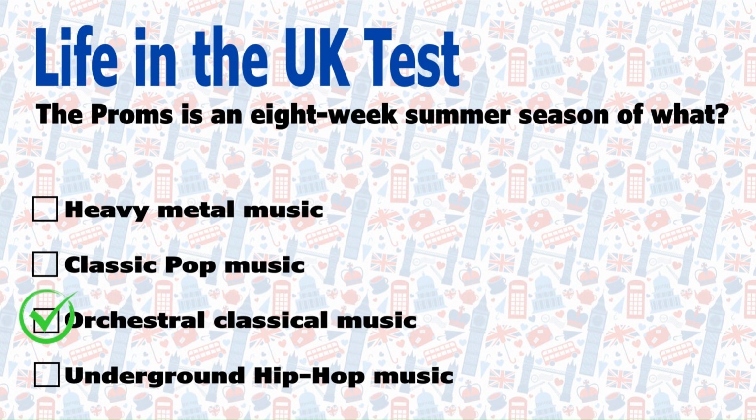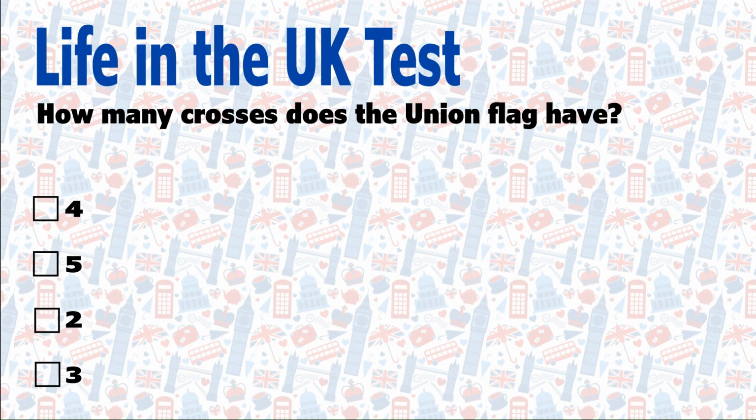Orchestral classical music. The Proms is an 8-week summer season of orchestral, or solo instrumental, classical music that takes place in various venues, including the Royal Albert Hall in London. It has been organised by the British Broadcasting Corporation, BBC, since 1927. The Last Night of the Proms is the most well-known concert and, along with others in the series, is broadcast on television. How many crosses does the Union flag have?